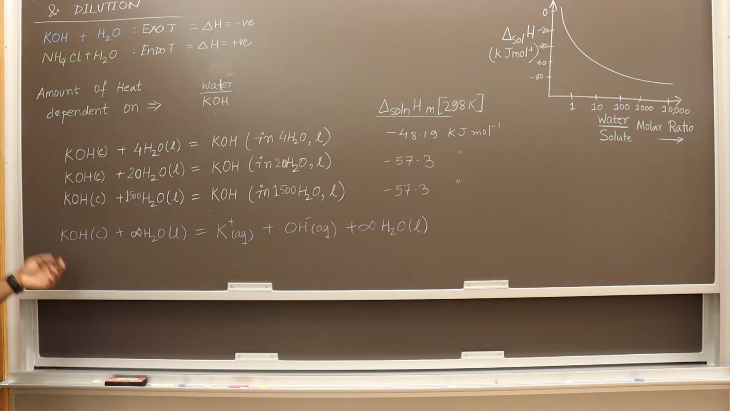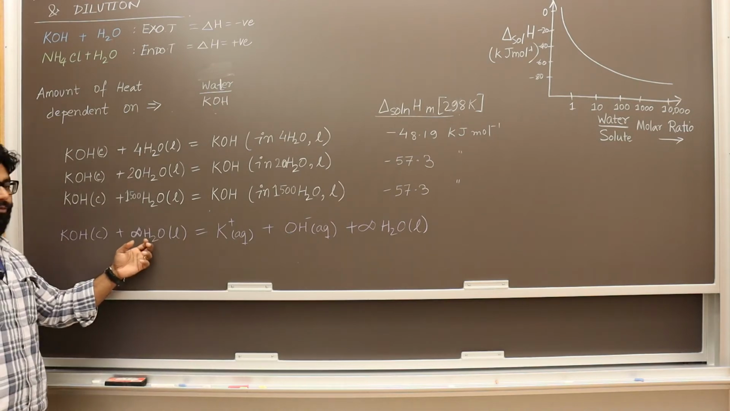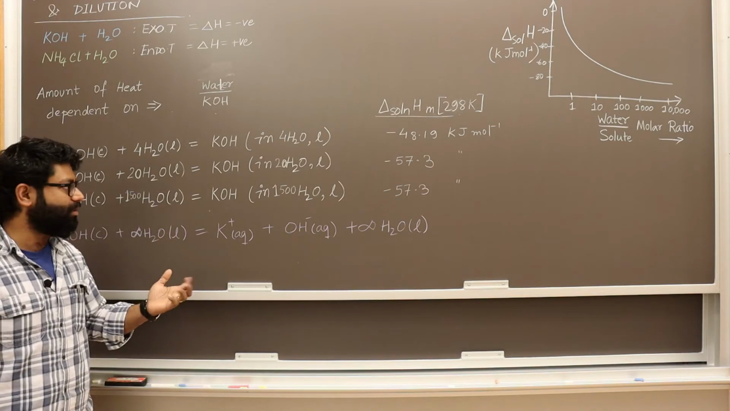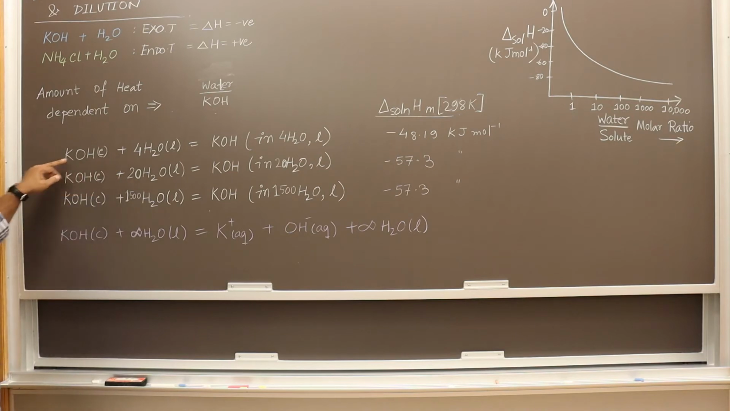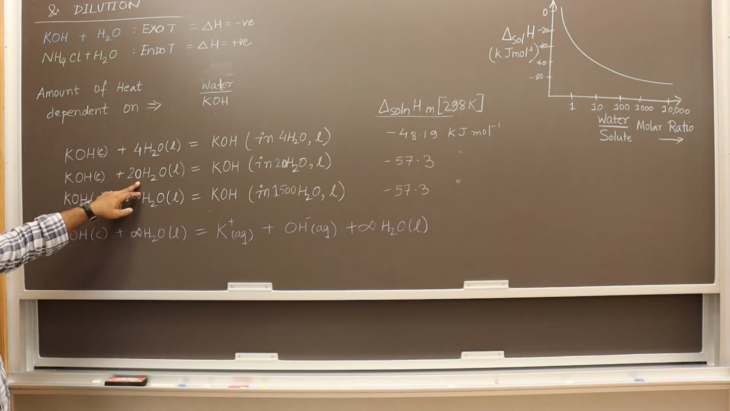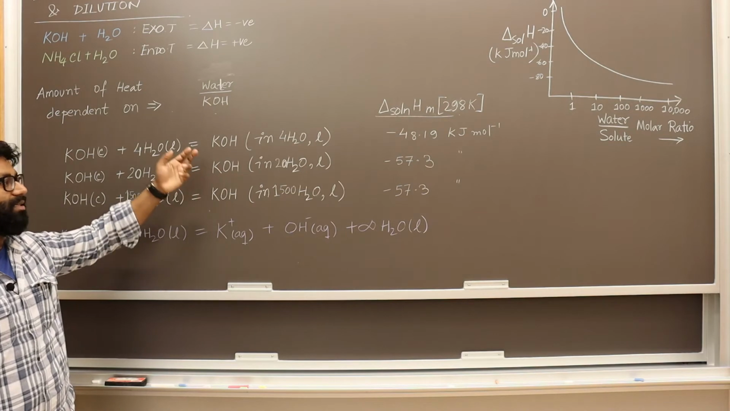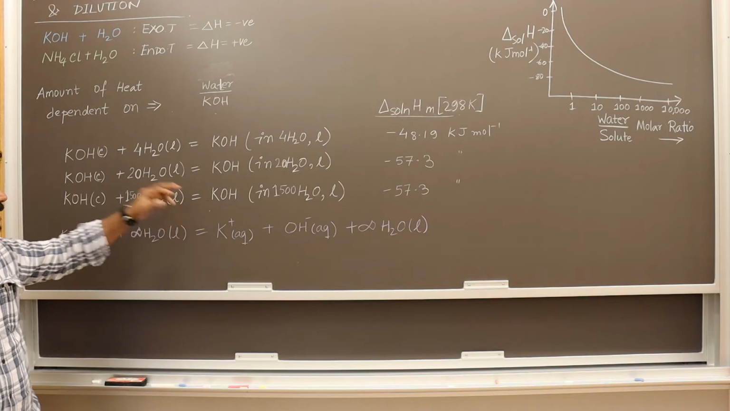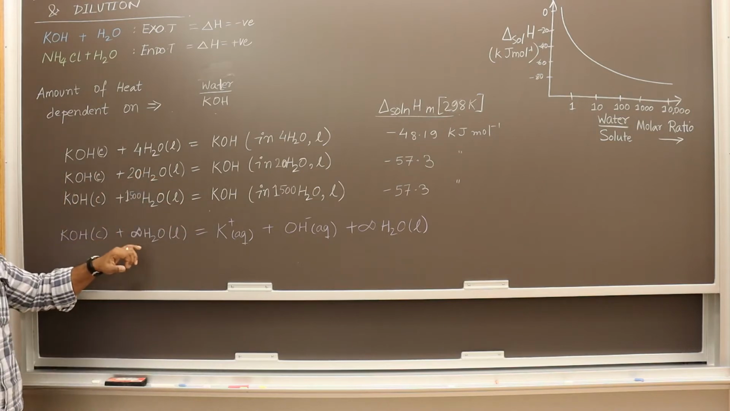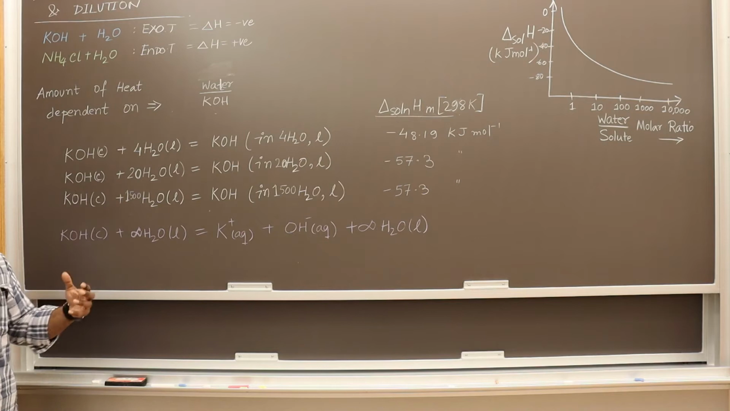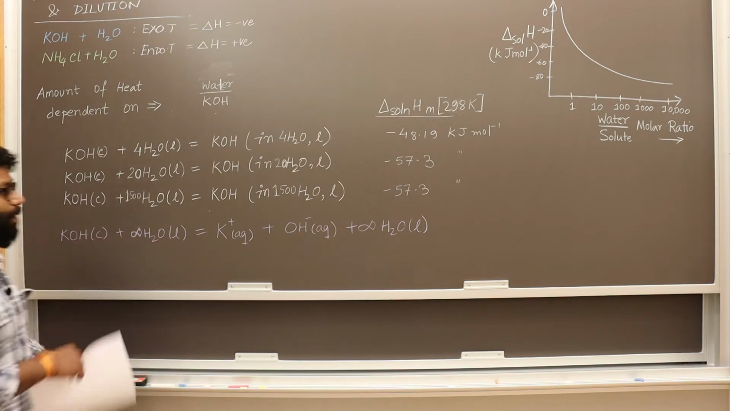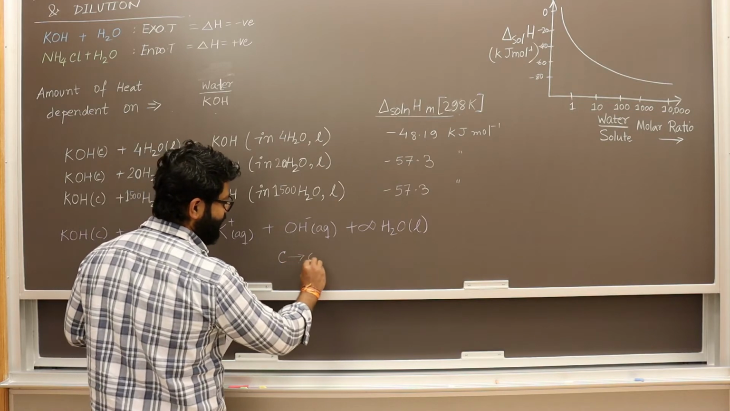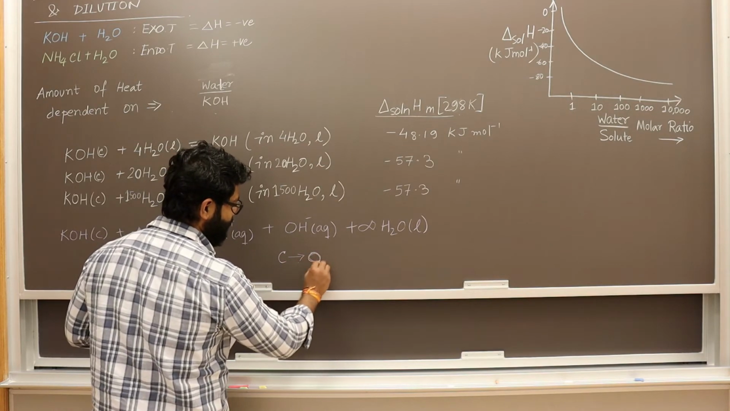So in here, since we have taken an infinite amount of water, this is a very, very, very dilute solution, okay? In here, it was a concentrated solution. So you increase the amount of water, okay? So in here, the concentration of KOH decreased. In here, the concentration decreased further. Now, if you take an infinite amount of water, what will happen to the dilution? The dilution will become almost zero. So the concentration of KOH will tend to 0.